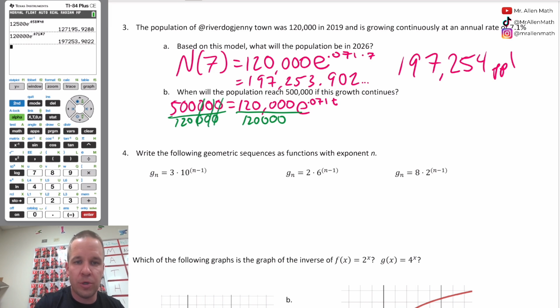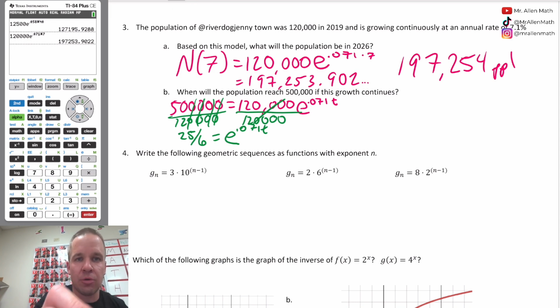120,000. I'm not even going to really worry about it, it's 50 over 12. What would that be? 25 over 6. We could write that. Not a big deal if you don't do that, but I guess I will. 25 over 6 here equals, and then we've got e to the 0.071t. Now, how do we get rid of that e right there?